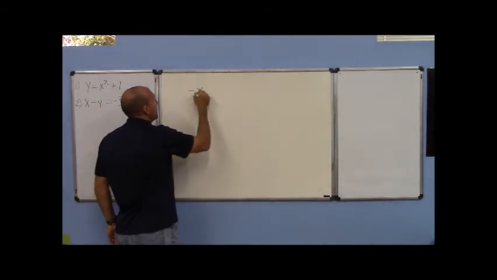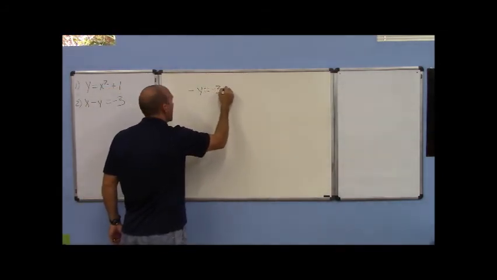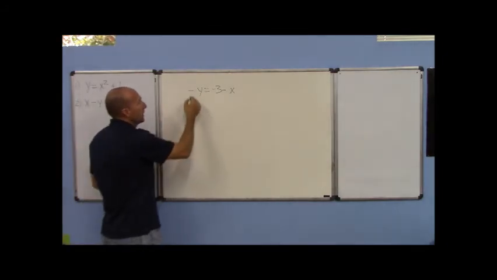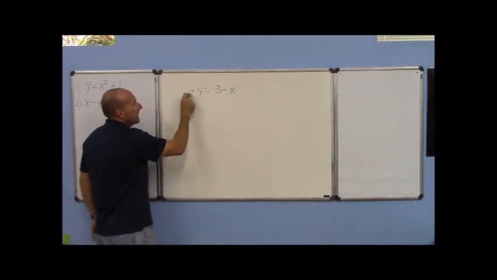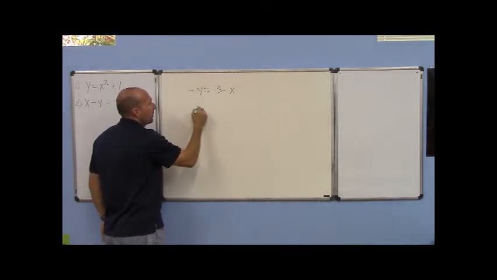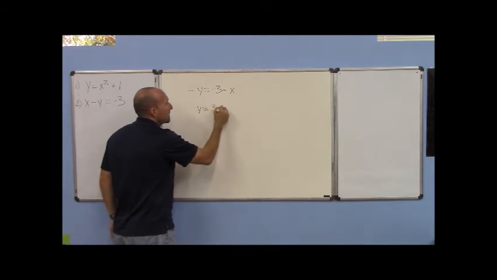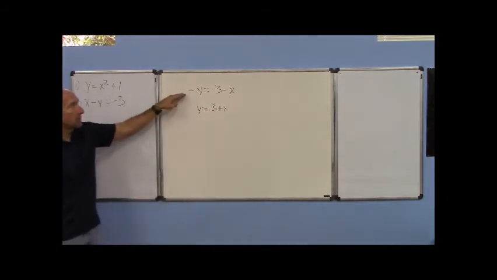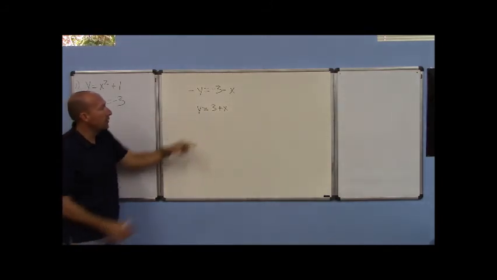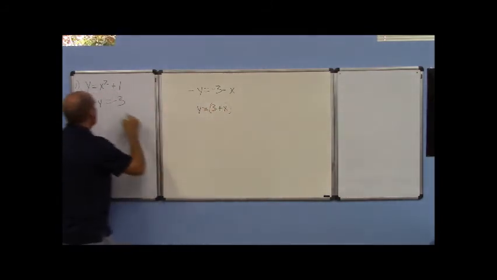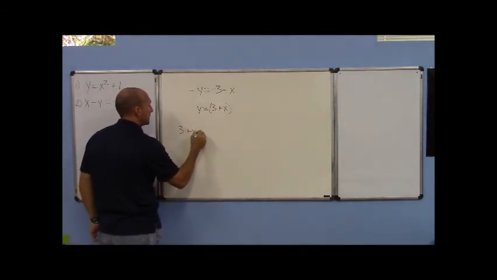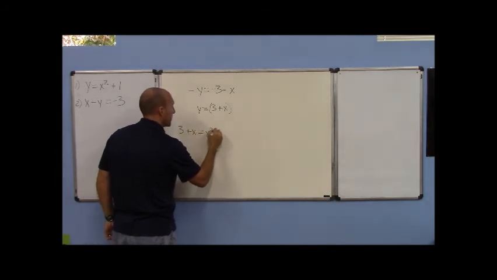So minus y equals -3 minus x. Okay, that's not fun. Let's get rid of the negative in front of the y. We're going to multiply every term times a -1 so that we have y equals 3 plus x. Does everybody see how we transition from here to here? Okay, now we're going to plug the value of this y up here so that we have 3 plus x equals x squared plus 1.